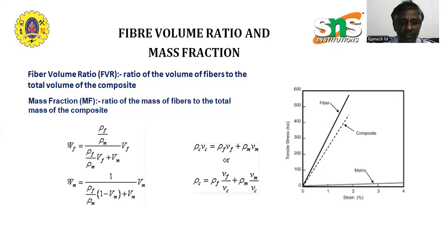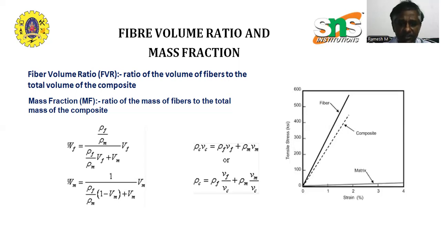Then what is the relationship between fiber volume ratio, mass fraction, and elastic constants? We can take a glance at these things. Fiber volume ratio and mass fraction are related through the density of the fibers and the matrix.